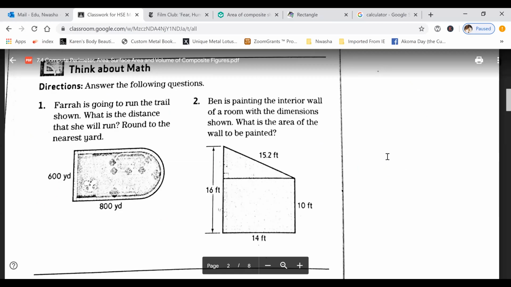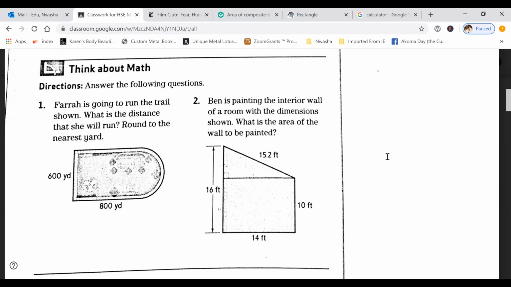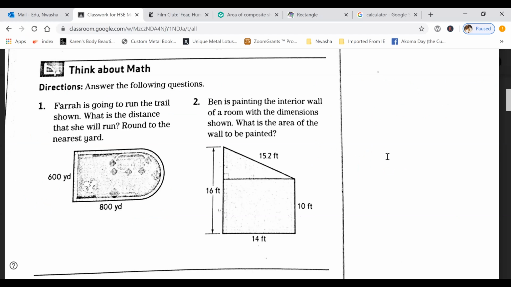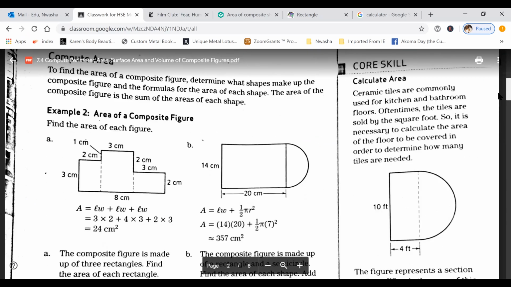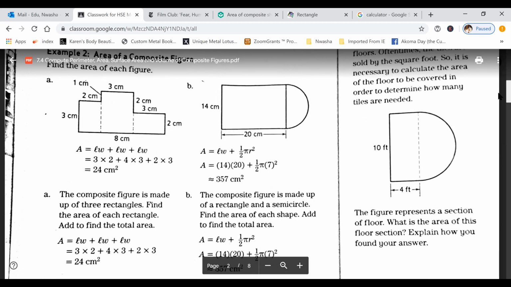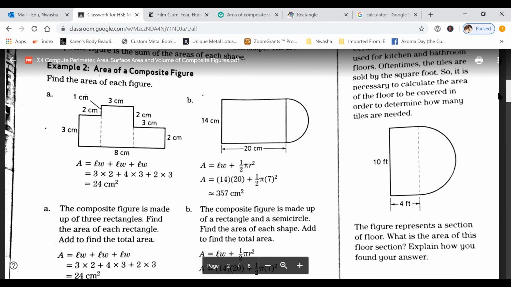So that's good work in your groups, discussing which shapes you have and what to do with them, based on the question. We're going to take a look at this one that's in the core skill, so it's just in the margin. It says ceramic tiles are commonly used for kitchen and bathroom floors. Oftentimes, the tiles are sold by square foot. So it is necessary to calculate the area of the floor to be covered in order to determine how many tiles are needed. The figure represents a section of floor. What is the area of this floor section? Explain how you found your answer.